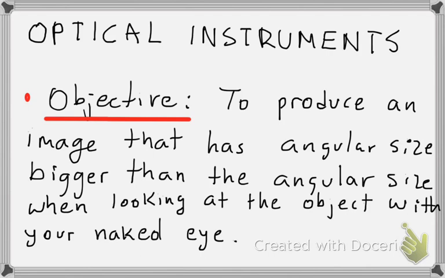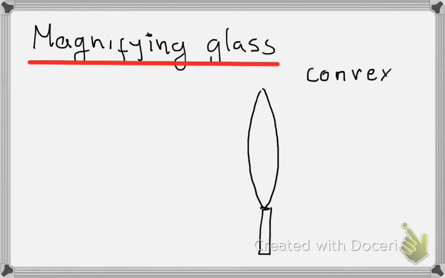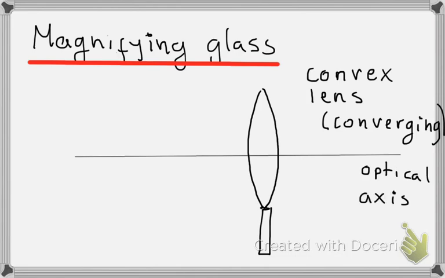You always want to produce an image that is bigger than the image that you get when you just look at the object without any aid. So what is the magnification of the most basic optical instrument that we can construct? The most basic one is a convex lens, otherwise known as a converging lens. A converging lens, as you know, has two focal points. The focal length is a positive number.